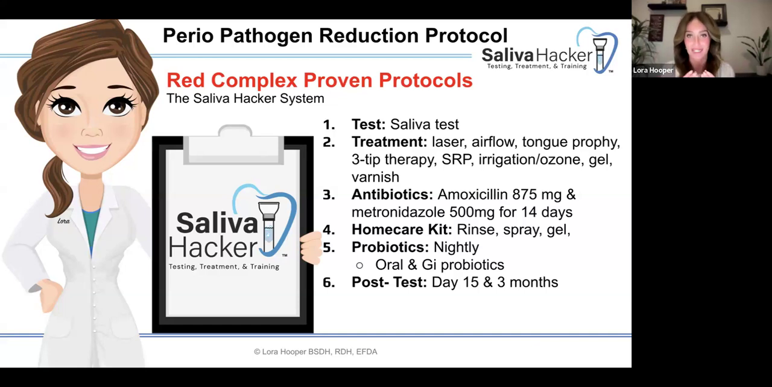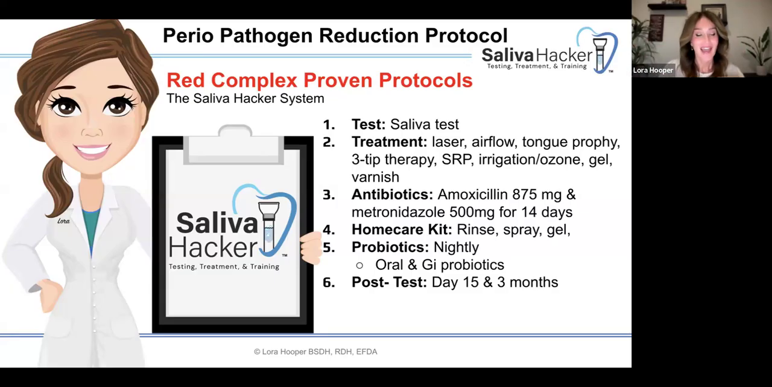So we're always combining. Remember that study from 2023, that 20-year study showed us that we want to use the combination. So in red complex, think combination. I have to do combination treatment. I have to do combination antibiotics, amoxicillin, metronidazole, and I'm doing combination even in my home care. I want to use that recovery kit, the rinse, the spray, the gel, and then my oral and GI probiotics.